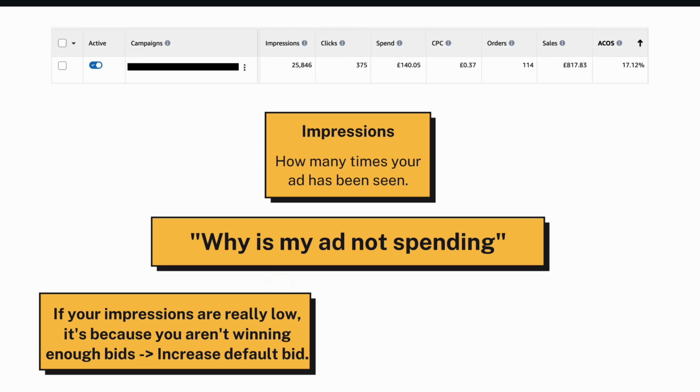And the reason that you're not seeing your ad is because you're not winning enough auctions, and you're not winning enough auctions because your bids aren't high enough. So therefore, if your ad isn't spending and your impressions are super low, just go ahead and increase your default bid, and you should start to see your impressions slowly increase.